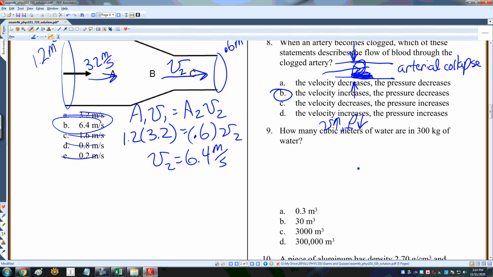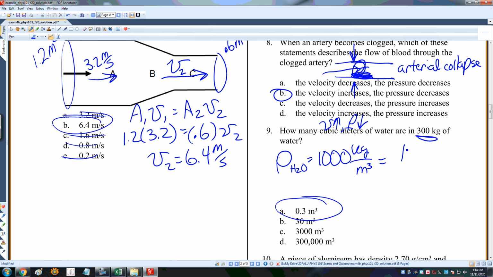How many cubic meters is 300 kilograms of water? Well, I know that the density of water, of the liquid, is 1,000 kilograms per cubic meter. So if I have a third, then I'm going to have a third of a cubic meter. But like I say, density is mass over volume, and so volume is mass over density, or 300 over 1,000. That's equal to 0.3. So A is the right answer.